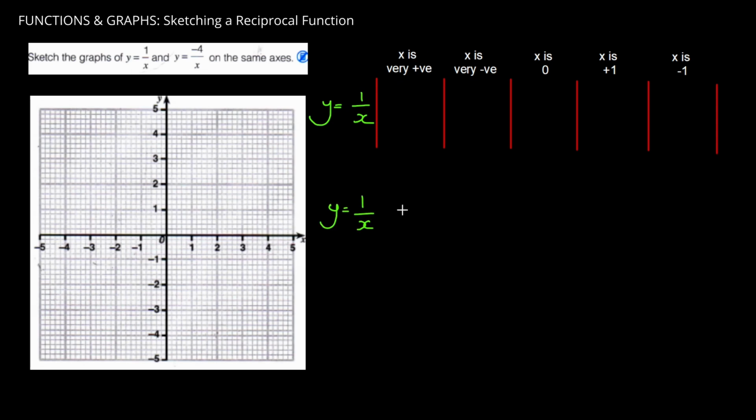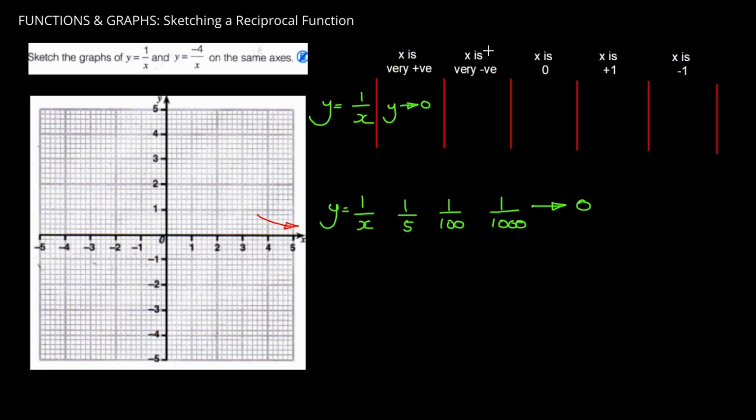If x was, say, 5, the value of y would be 1 over 5. If x was 100, you'd get 1 over 100. If x was 1,000, you'd get 1 over 1,000. So you can see where we're going. As x is getting massively positive, y is becoming and tending towards 0. So on the graph, as x is going massively positive, so we're going up along this axis, y is tending from a value and getting smaller and smaller. So we're coming down here. So we can pop that result up here.